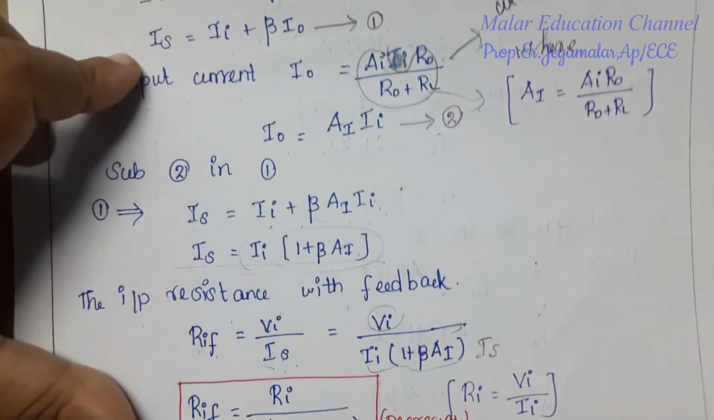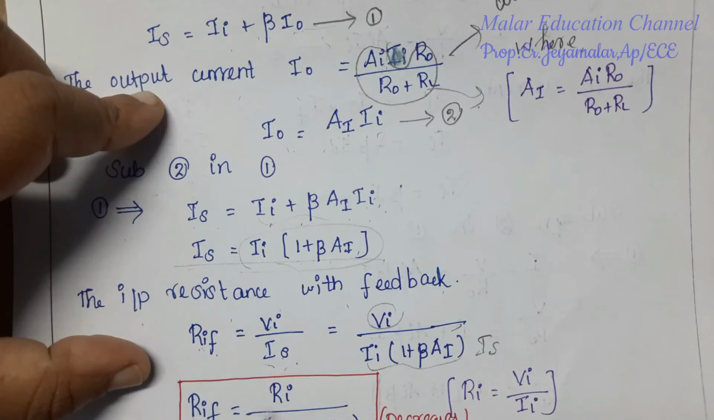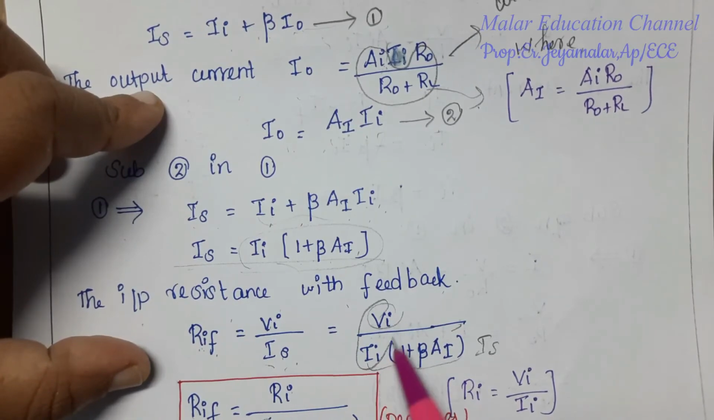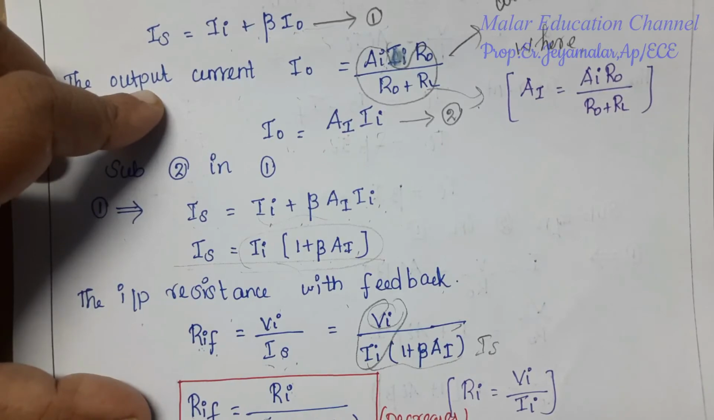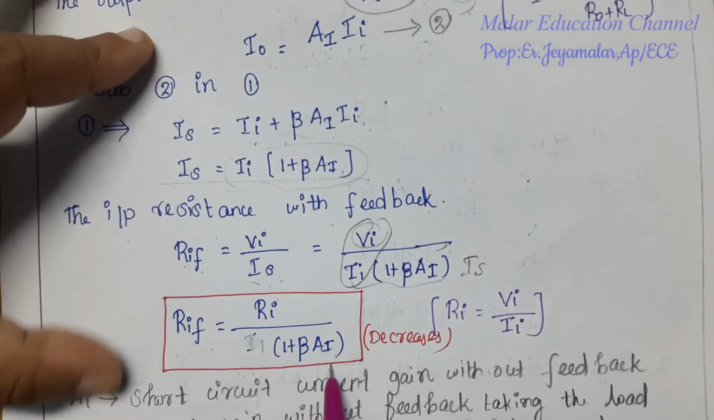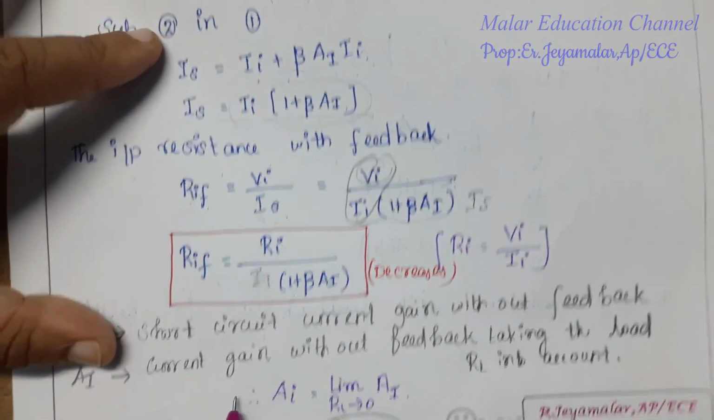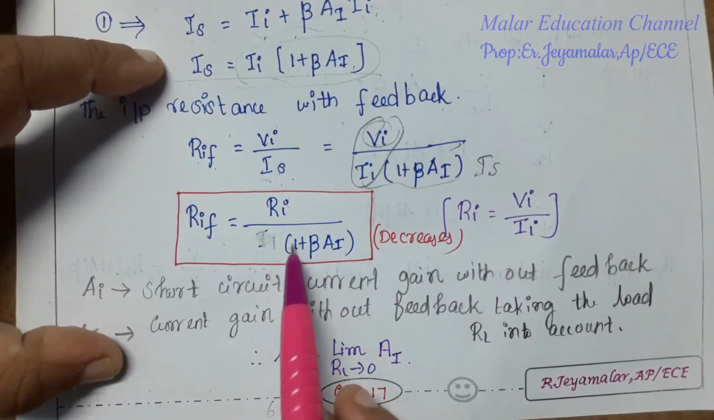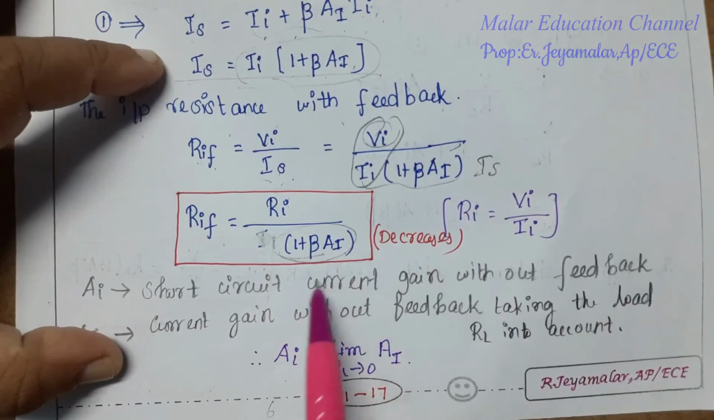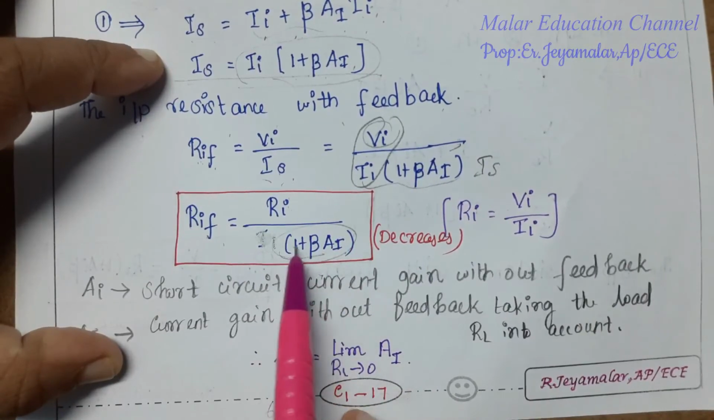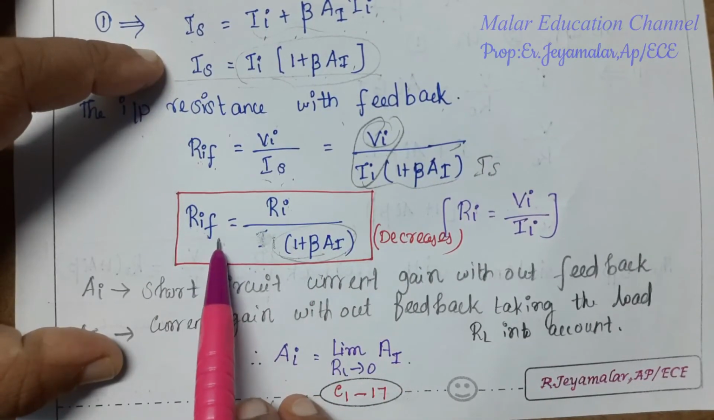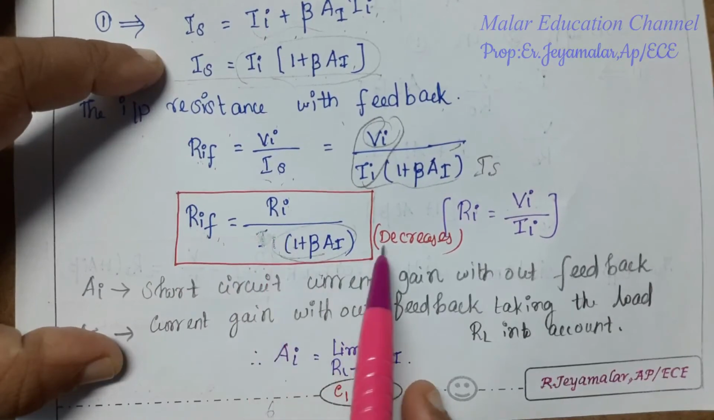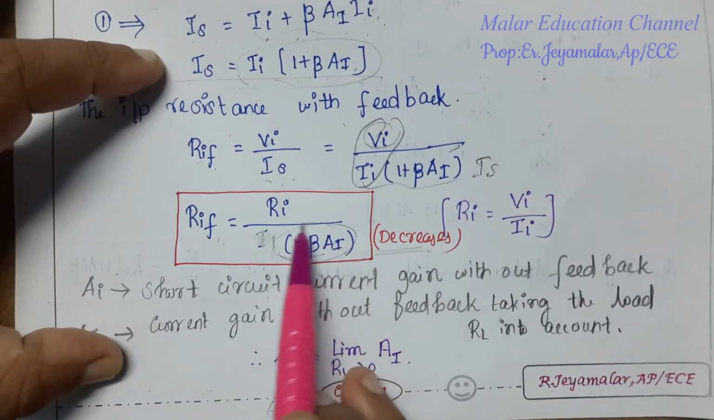Okay. Next, RIF equal to the numerator VI by II, equal to RI by 1 plus beta into AI. See the comparison for the input resistance with feedback. Here the beta term is in the denominator. So the denominator means the input resistance with feedback for the current shunt feedback amplifier decreases because of the division format.